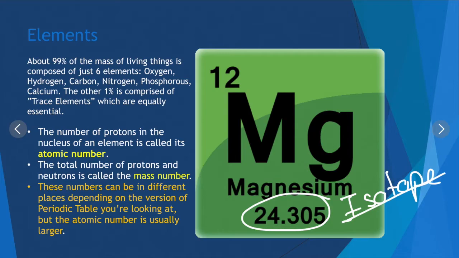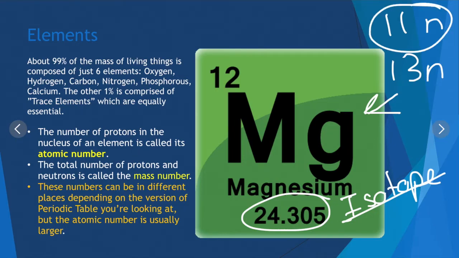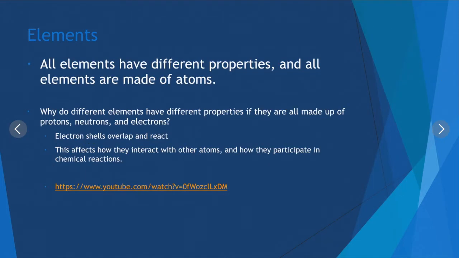So because the number is 24.305, we know that more frequently there is an atom of magnesium that has 13 neutrons instead of 11 neutrons, right? If 11 neutrons occurred more frequently, then this number might be 23.997 or something like that, okay? All right, we'll talk a little bit more about isotopes here in a minute.